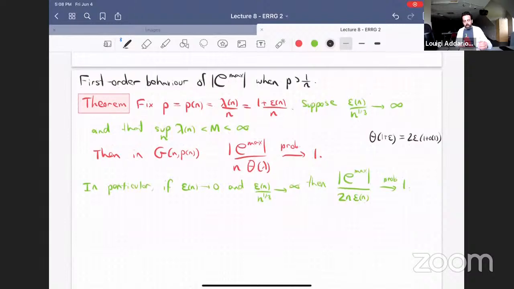Are there any questions about the statement of the theorem? So it really is just a weak law of large numbers, if you like. It describes the asymptotic first order behavior of the largest component.